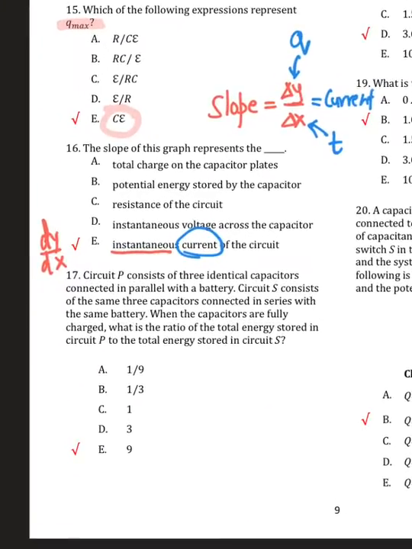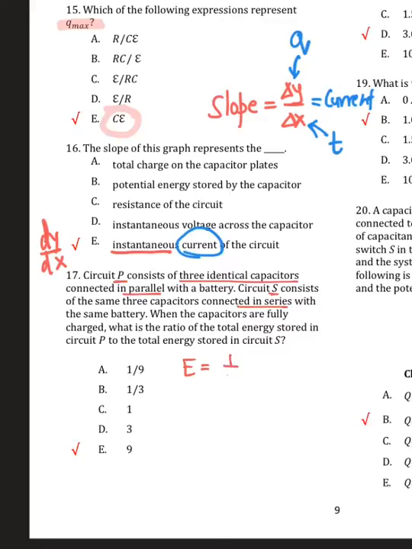Okay, let's look at this one. Question number 17. Circuit P consists of 3 identical capacitors connected in parallel with a battery. Circuit S consists of 3 capacitors connected in series. So P is in parallel and S is in series. When the capacitors are fully charged, what is the ratio of total energy stored in circuit P to total energy stored in circuit S?